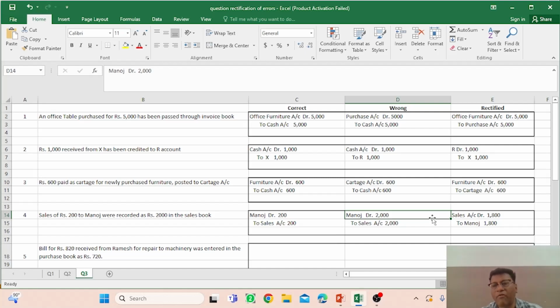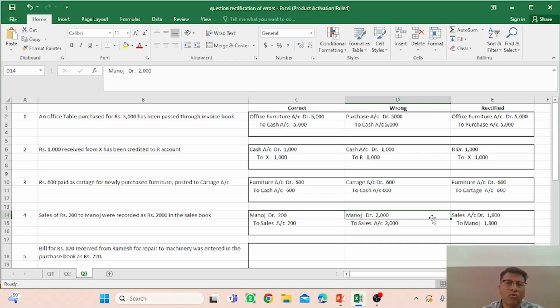So in order to rectify, you have to make sales account debit, so that the amount is adjusted, because already there was an amount of rupees 2000 on the credit side, so you have to debit it by 1800, right? So already the 200 rupees was left over there on the credit side of sales account. And Manoj account, as you see, Manoj was debited by rupees 2000, right, in place of rupees 200.